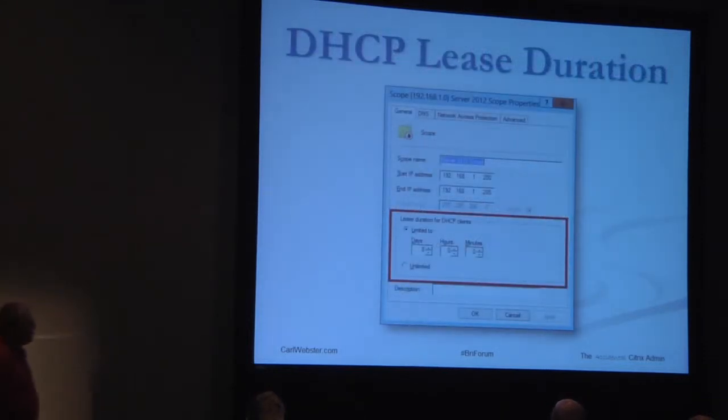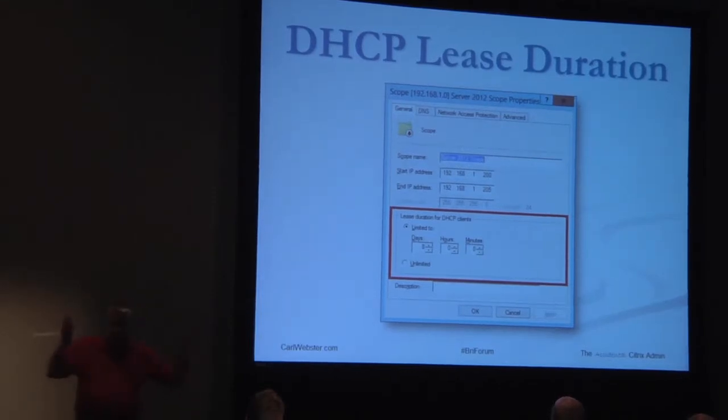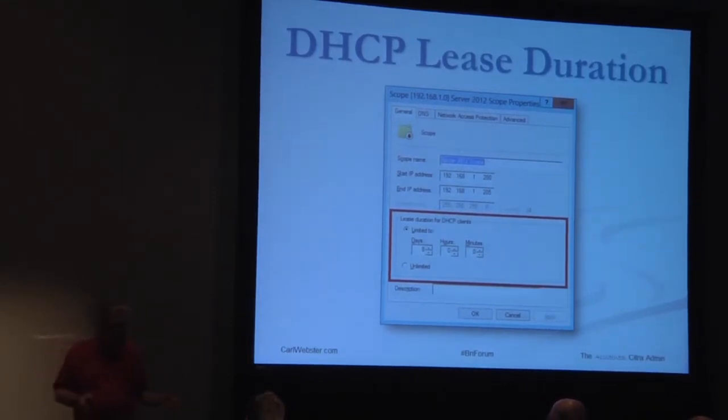The DHCP lease duration, as we talked about, by default is 8 days. First lease renewal interval is 50% or 4 days. The second is 87.5% or 7 days. And that's why all the defaults are set for 7 days, because Microsoft wants to make sure that we always get a chance to go through both DHCP lease renewal time intervals.